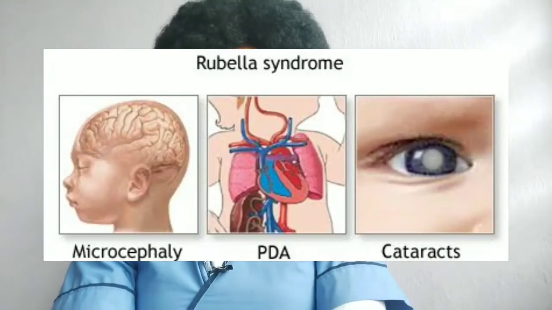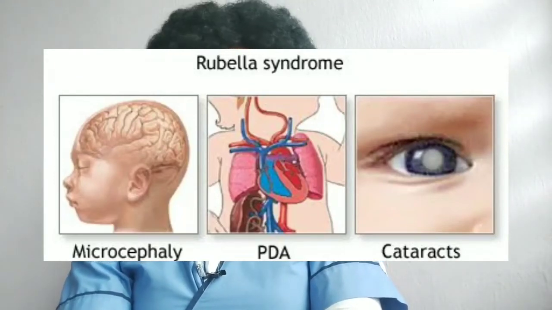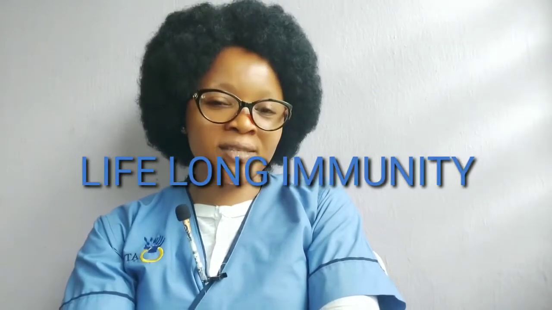In the later half of pregnancy, this rubella virus does not have much effect on the baby, so what we worry about is the early stage of the pregnancy. And once you recover from rubella, the body is protected for life. That's what we call lifelong immunity.